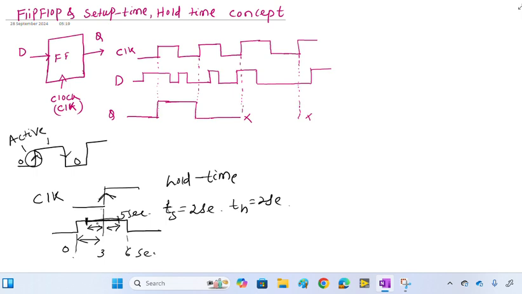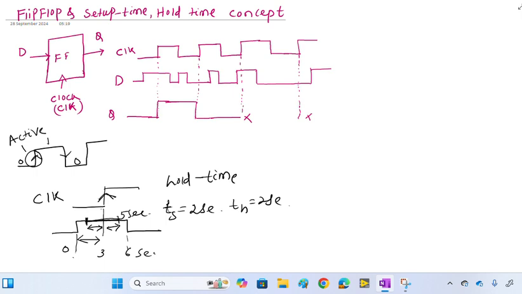Then only will we get a correct output at the output of the flip-flop, or else we will not get a correct output. We may get some output that we cannot predict. It may be a 1 or 0 or some unknown value.